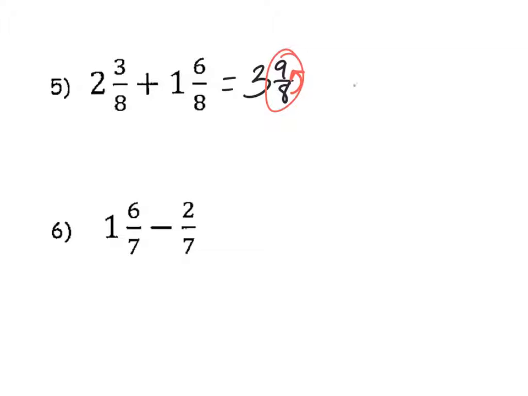8 goes into 9 one time, with 1 left over 8. So that's what 9/8 becomes. The 3 still stays the 3. So I combine them. What is 3 and 1 and 1/8? 4 and 1/8.